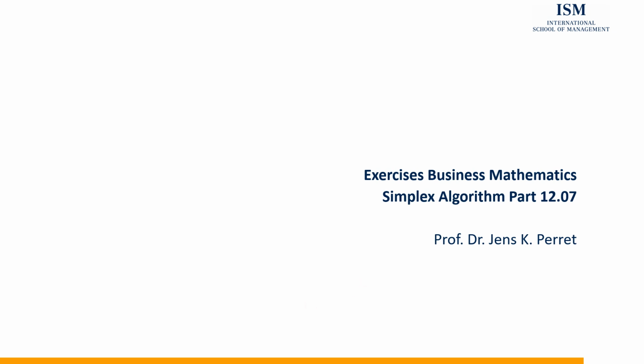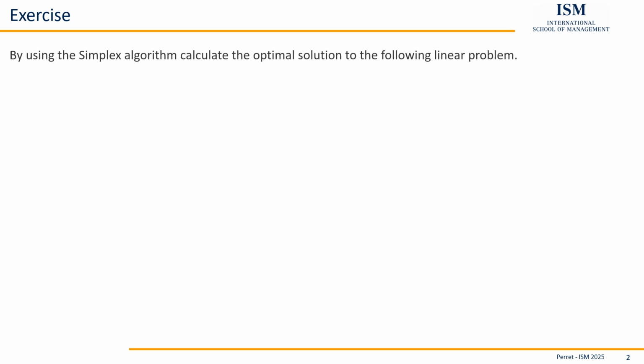Welcome to another exercise on the simplex algorithm. Here we have a simple exercise of just using the simplex to calculate the optimal solution of the following linear problem. So we have a maximization problem with this objective function. So it means we are going to have two decision variables, x1 and x2. Then we have three constraints as well we need to observe.